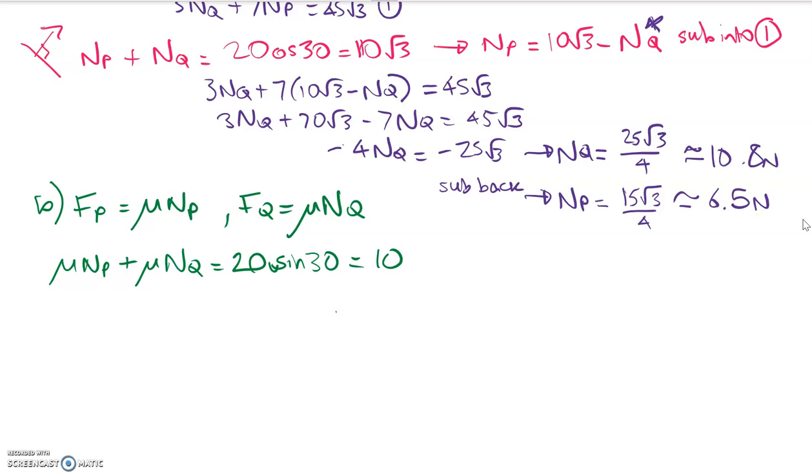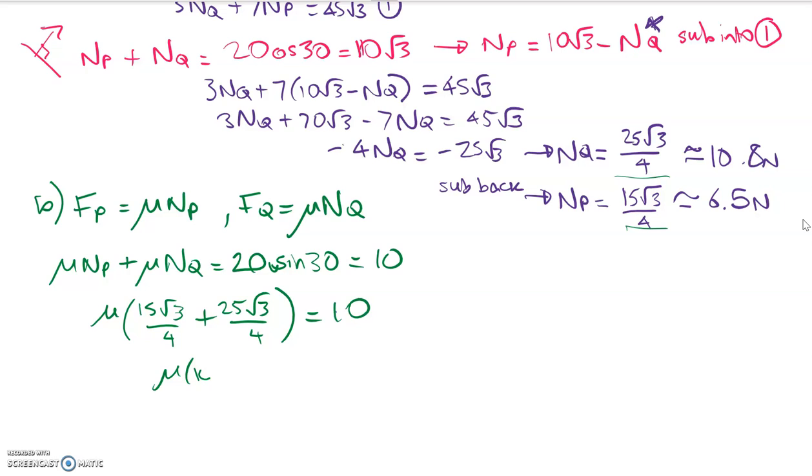Now what we can do is put our values for NP and NQ in and take mu out in a bracket. So we have 15 root 3 over 4, add 25 root 3 over 4 equals 10. And put these two together, 40 root 3 over 4, which is 10 root 3. And then when you divide over, you get 1 over root 3 because the 10s cancel. So that's your value for the coefficient of friction.